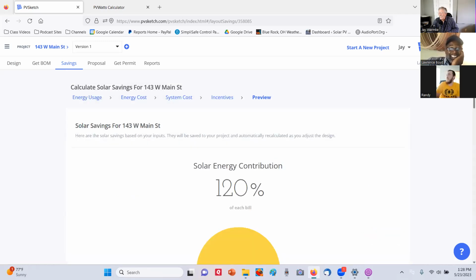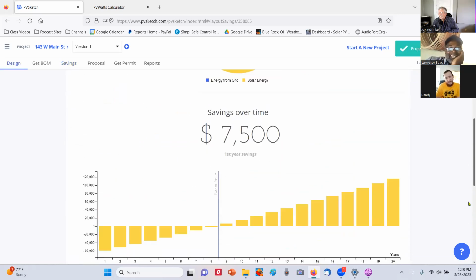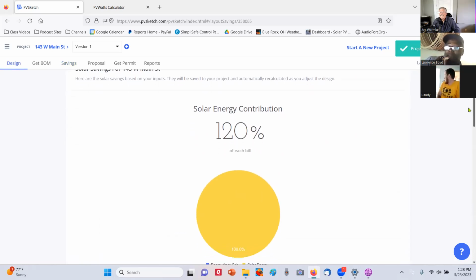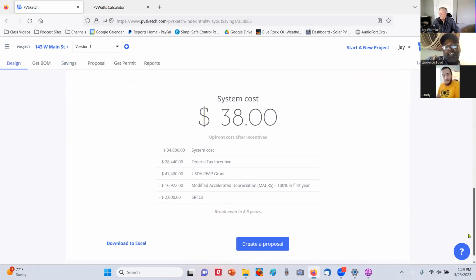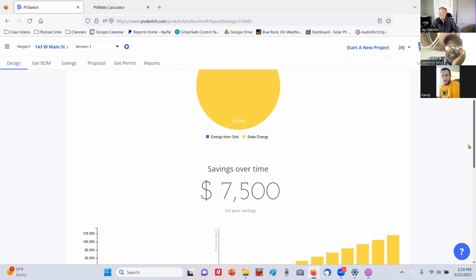It's not too far from that, actually. Yeah. $38. Yeah, you're right. I was looking up top, and I'm like, there's no way. But when I saw that 50% incentive, I was just okay.